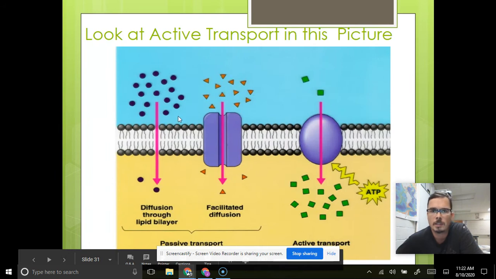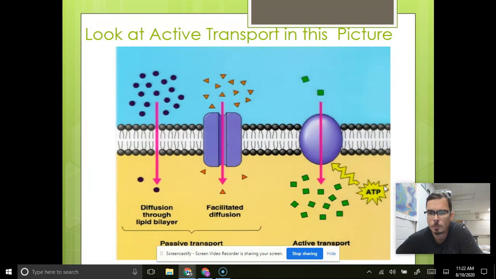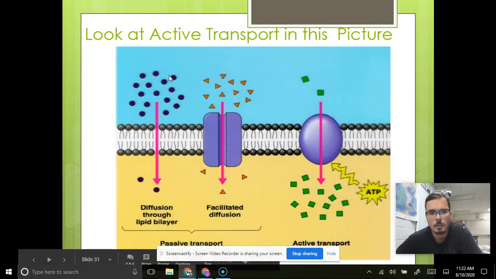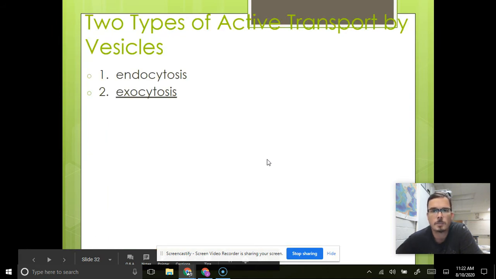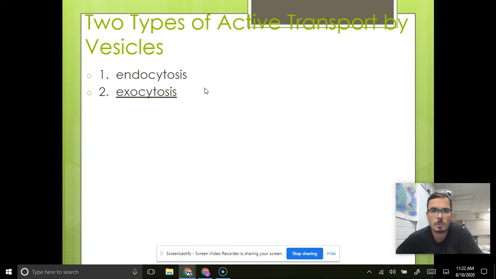This was active transport, and active transport requires ATP. Diffusion and facilitated diffusion do not. That is known as passive transport. The two types of active transport by vesicles.